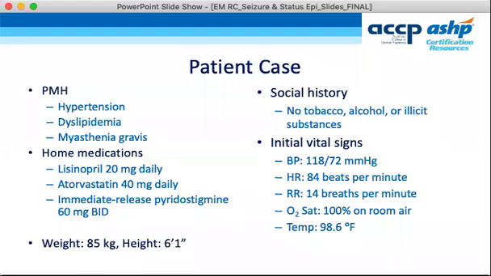His history includes hypertension, dyslipidemia, and myasthenia gravis. Home medications include lisinopril, atorvastatin, and pyridostigmine. Denies tobacco, alcohol, or illicit substances. His height, weight, and vitals are listed on the slide as well.